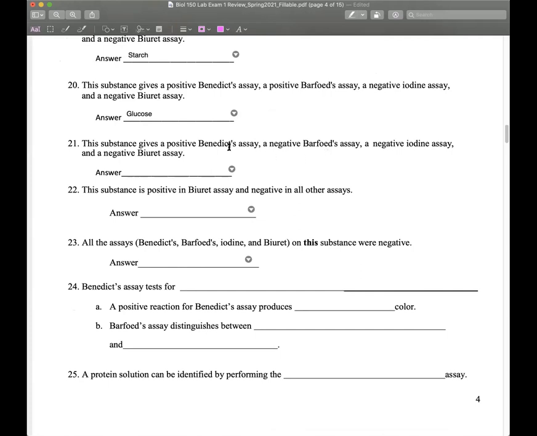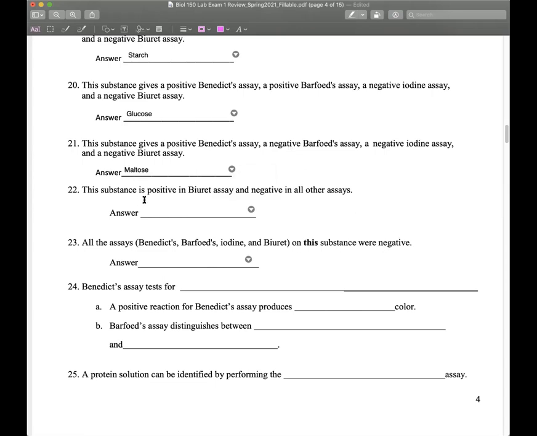So if we have positive Benedict's and then everything else is negative, well, we established that positive Benedict's means it's a reducing sugar. So if we look at our options, would it be maltose? Maltose, right, yeah. Maltose is one of those reducing disaccharides, so it would give us a positive Benedict's and then the negative Barfoed's.